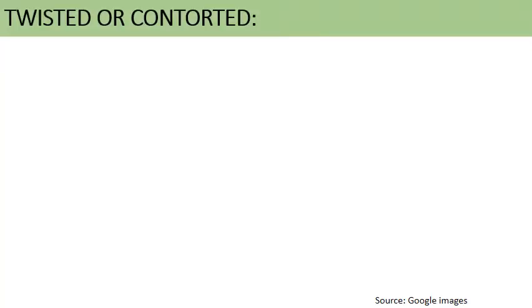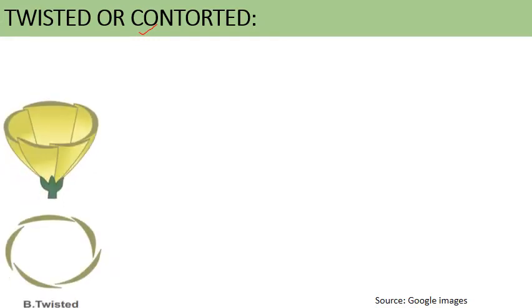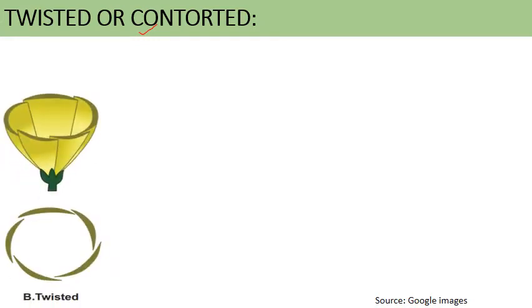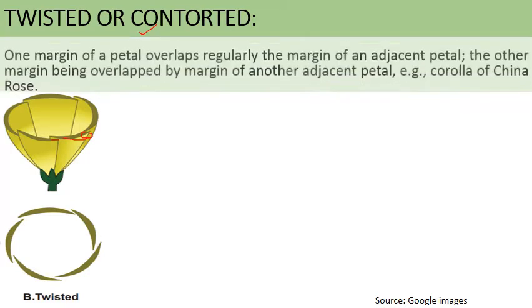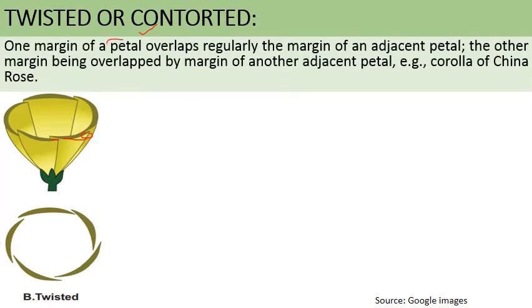Next comes twisted or contorted estivation. In this type of estivation जो petal का एक end है वो दूसरे को overlap करता है. सभी के सभी जो petals हैं उनका एक end दूसरे petals को overlap करता है. सो इस तरह की जो estivation है उसे कहा जाता है twisted estivation or contorted estivation. One margin of a petal overlaps regularly the margins of an adjacent petal, the other margin being overlapped by the margin of another adjacent petal. So this type of estivation is known as twisted or contorted estivation.